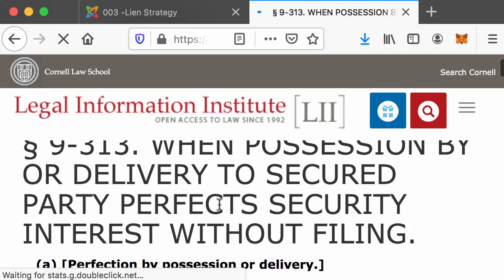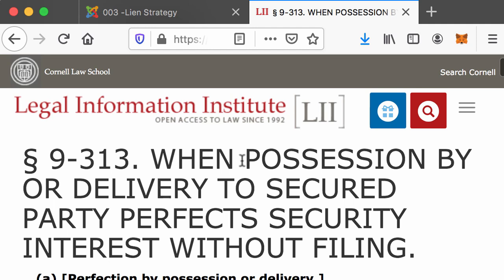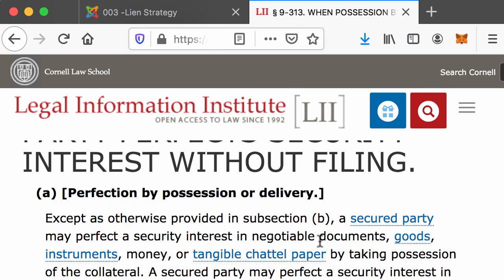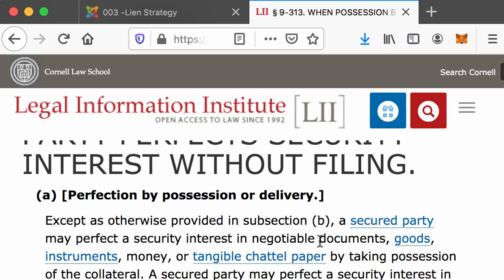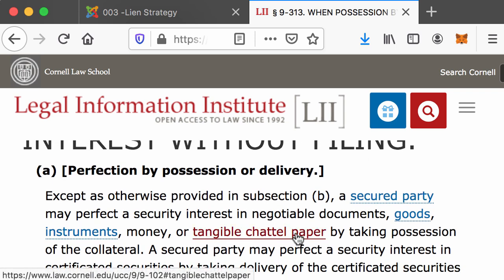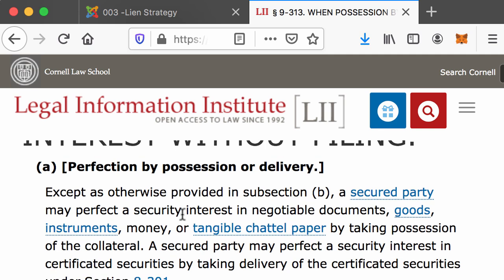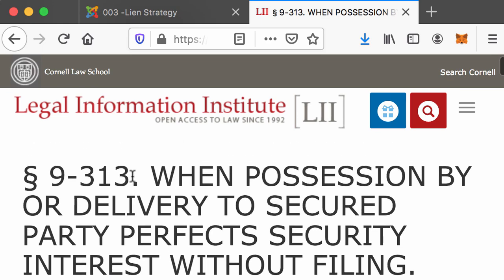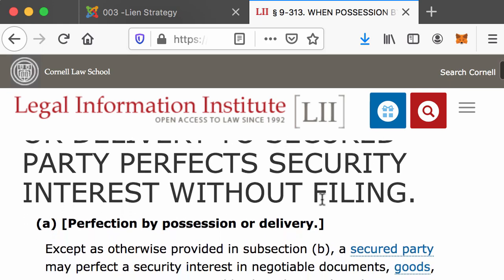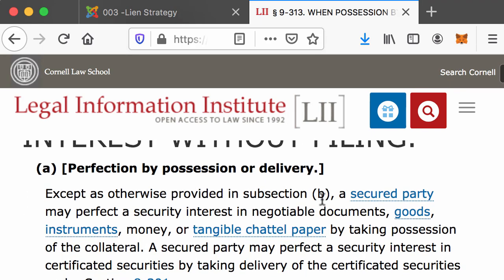Notice what this says under this section. When possession by or delivery to a secured party perfects a security interest without filing. So they're saying when you take possession of this tangible chattel paper, by taking possession of that collateral, you've perfected a security interest in the oath of office, and you don't have to file a UCC-1 on it. So, according to the commercial law, you perfected a security interest in those specific goods, which is performance.